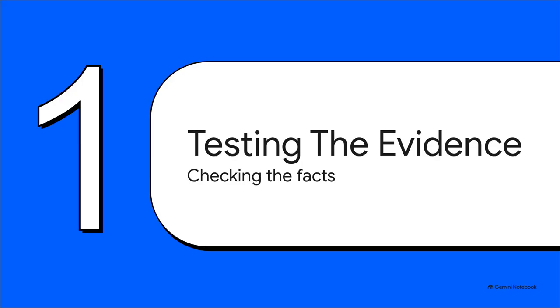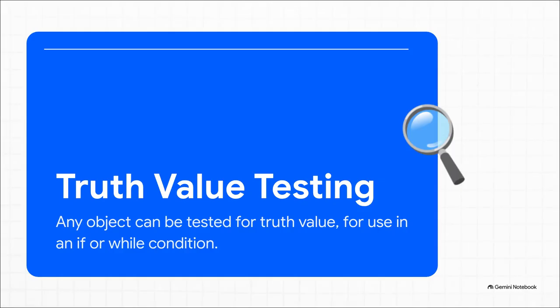All right, section 1, testing the evidence. Let's see exactly how Python checks the facts. And this brings us to a really foundational concept from the docs called truth value testing. According to the official Python documentation, any object, literally any object at all, can be tested for a truth value. Basically, Python checks the evidence by looking at whatever object you throw at it and deciding right then and there if it's considered true or false.